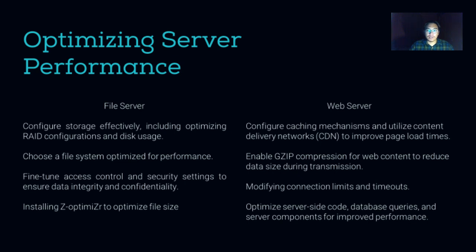For the web server, firstly, we can configure caching mechanisms and utilize content delivery networks to improve page load times. Secondly, we can enable gzip compression for web content to reduce data size during transmission. Next, we can modify connection limits and timeouts to improve the performance of the web server. And lastly, we can optimize server-side code, database queries, and server components for improved performance.